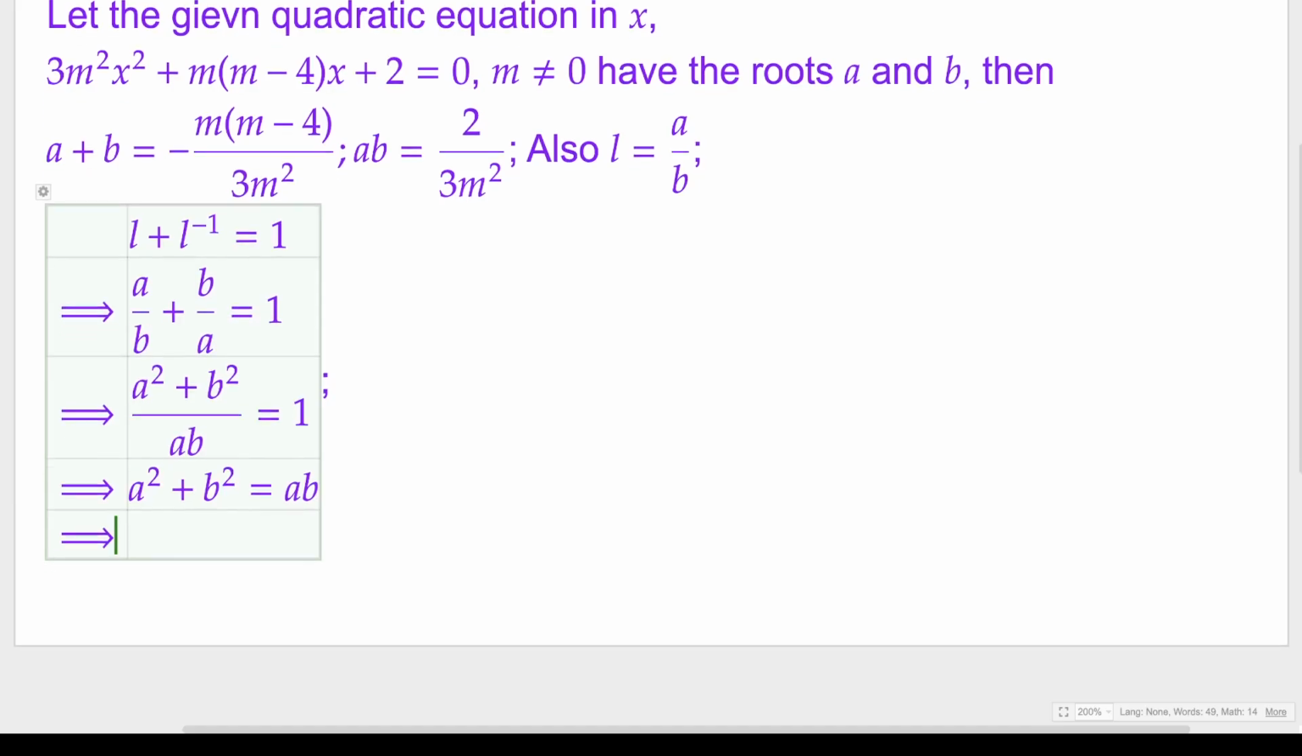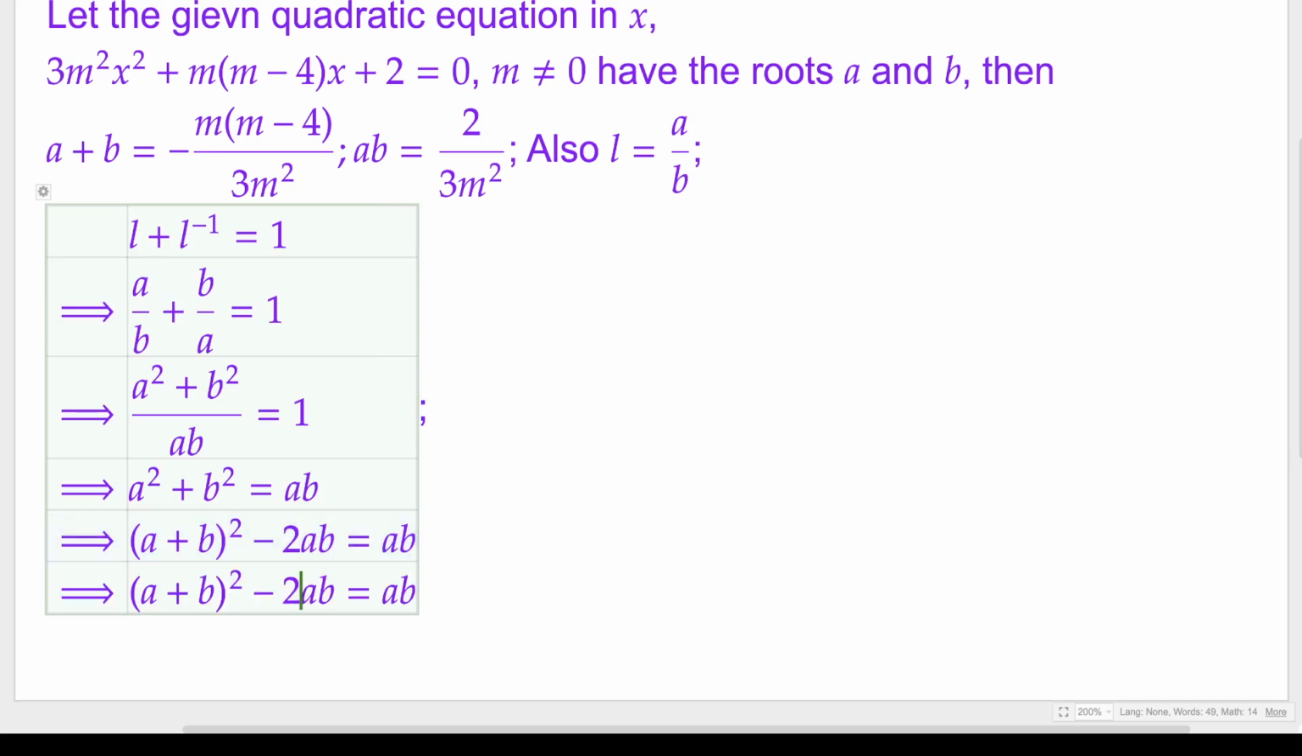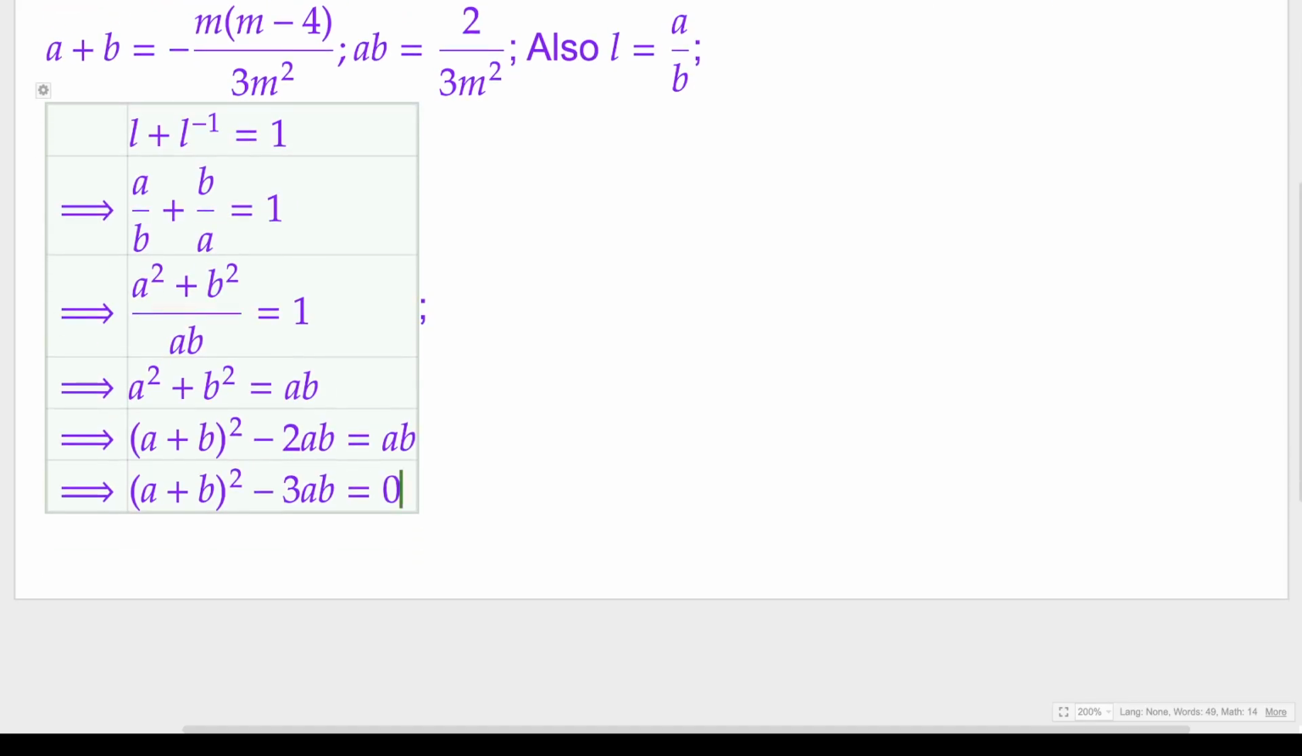This can be written as (a + b)² − 2ab, and this is equal to ab. On adding 2ab on both sides, this becomes (a + b)² = 3ab, which is the equation we have over here.